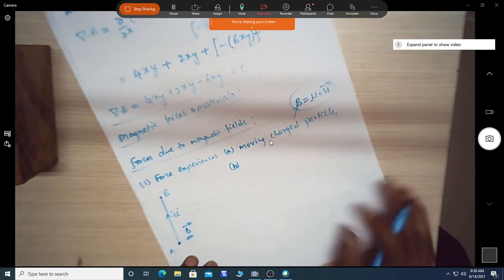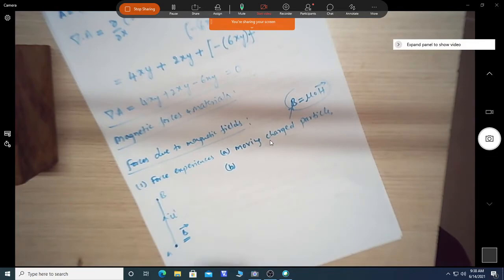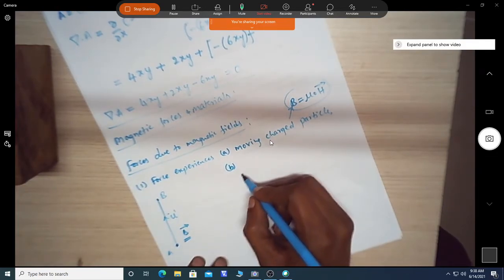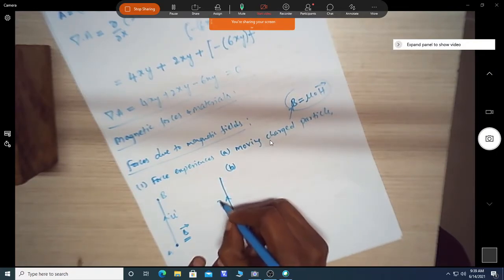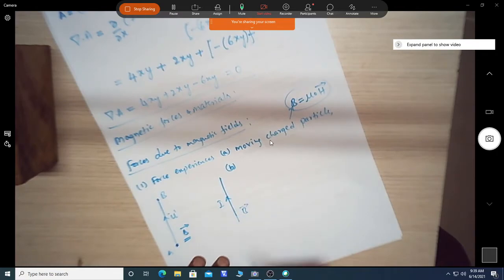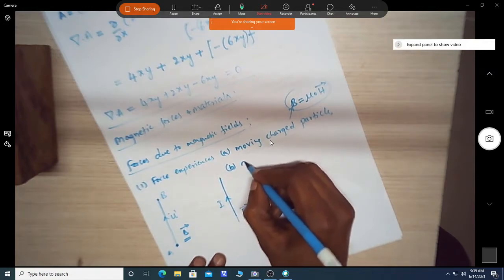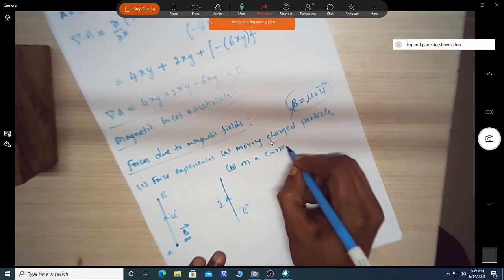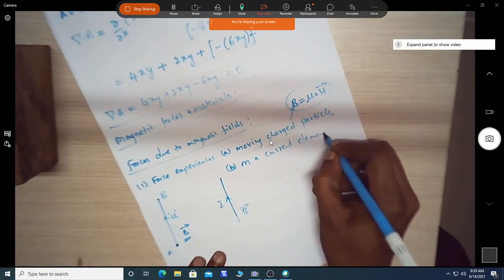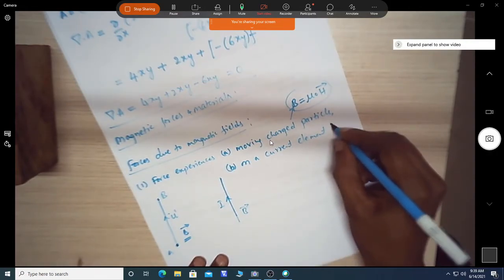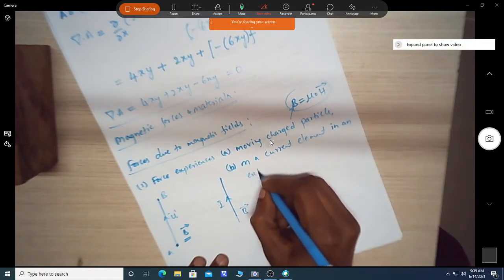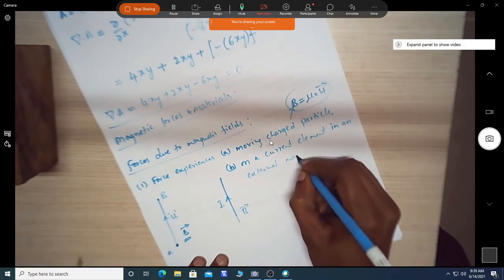Now the second case is the force exerted on a current element in an external field. We have a similar situation where there is a current carrying conductor or current element within a magnetic field, and we ask what force it experiences. So the second one is the force exerted on a current element in an external magnetic field.